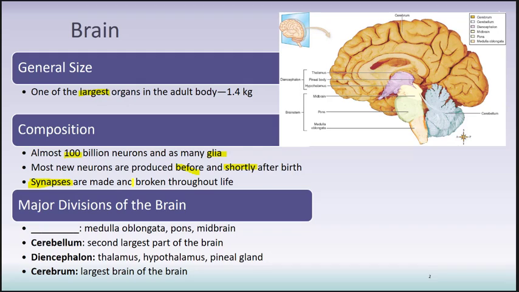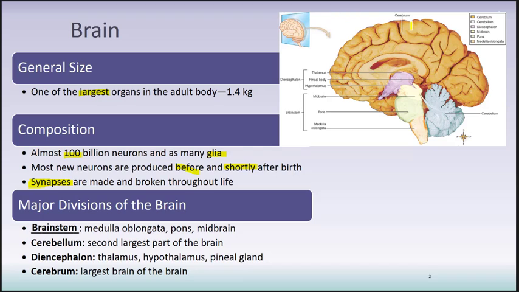There are 6 major divisions of the brain: the medulla oblongata, the pons, and the midbrain, which are collectively referred to as the brainstem. We also have the cerebellum, which is the second largest part of the brain, as we'll see shortly. The diencephalon, which includes some structures such as the thalamus, the hypothalamus, and the pineal gland. And the cerebrum, which is the largest part of the brain.